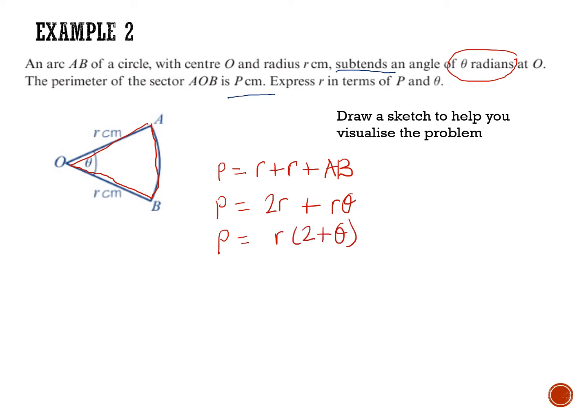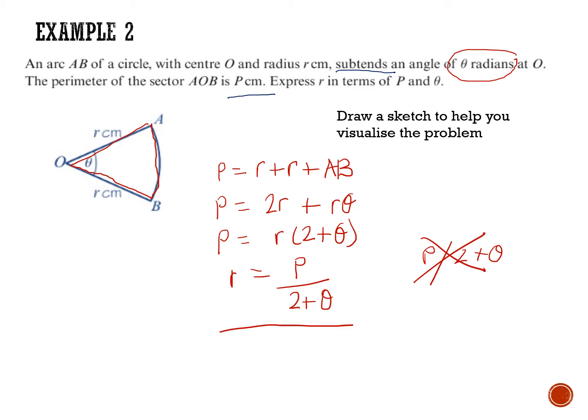So what I'm going to do first is take out R as a factor on that side. Just a bit of algebra now. They want R equals, so I'll write R equals P over 2 plus theta. When you're writing fractions, do a nice horizontal line there. Don't write it like this. The problem with writing it like that is you don't know whether it's over the 2 or over 2 plus theta. So not that, a nice horizontal line. That's your answer.